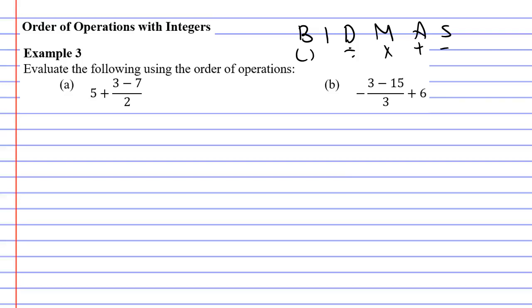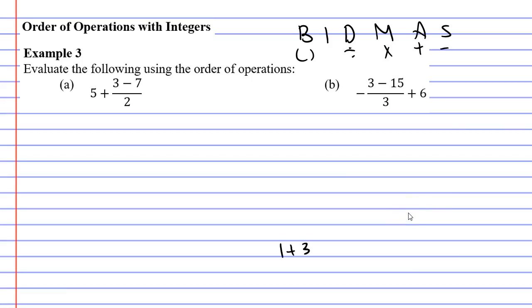In this video we're going to complete example 3 where we're going to evaluate the following using the order of operations. You'll notice I've written the acronym BIDMAS up the top just because it helps us remember the order in which we perform operations. You'll notice that these questions involve fractions, and that's what makes this example a little different to the previous ones. So I'm going to start with a more basic fraction so we can have a little discussion about that.